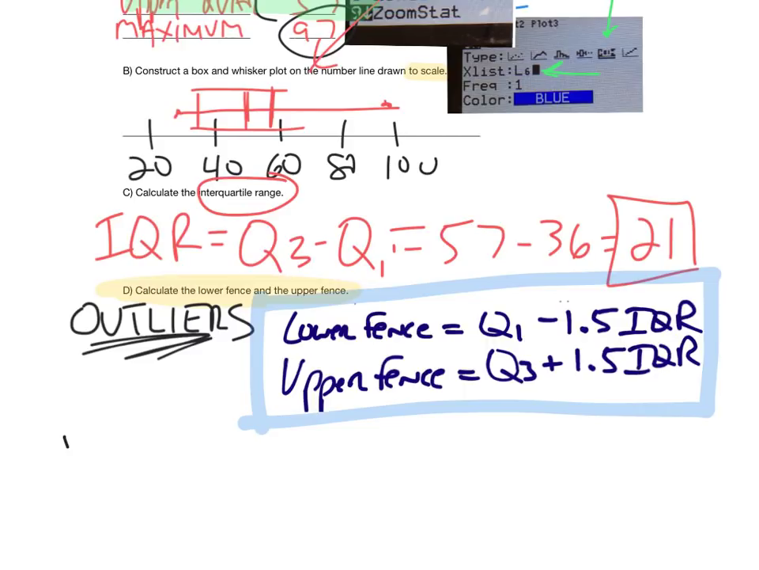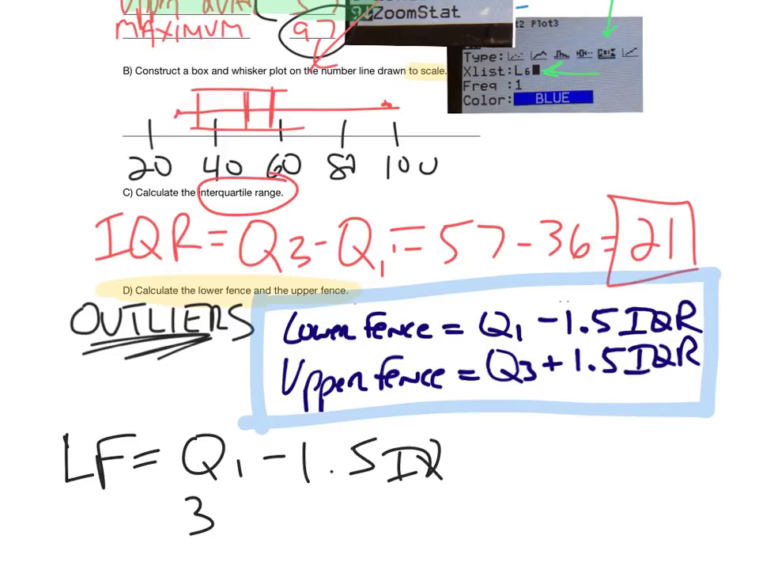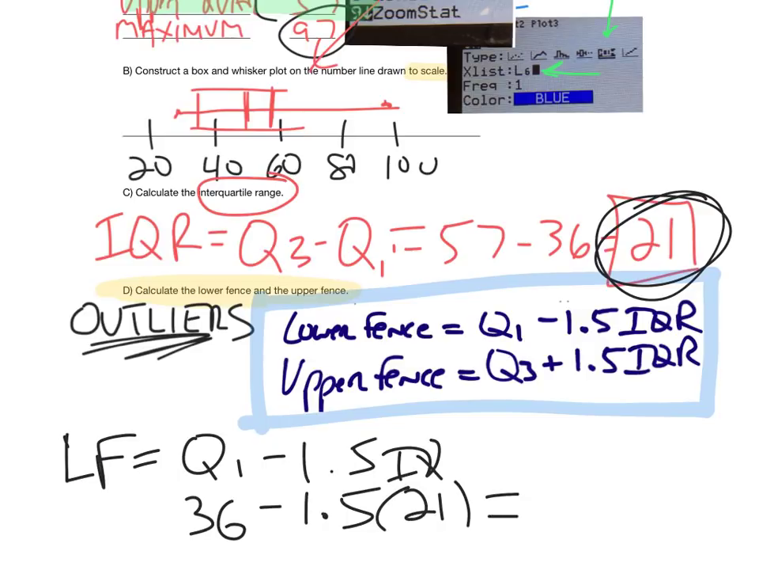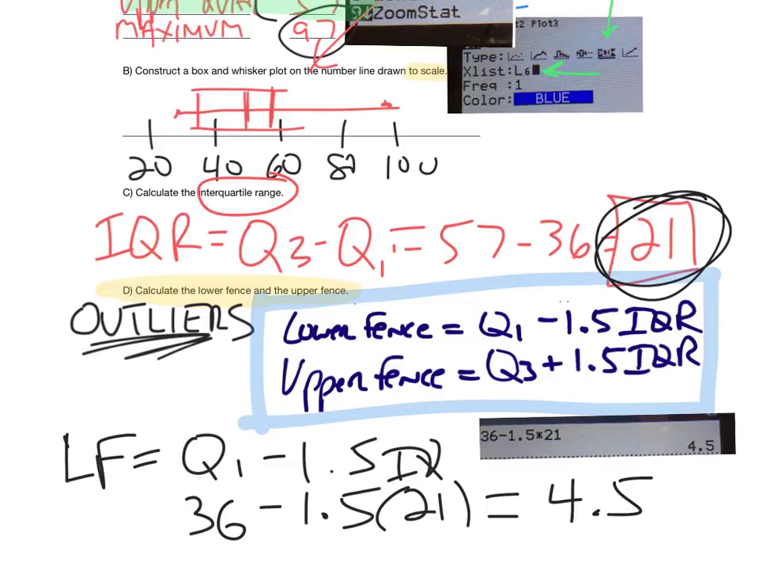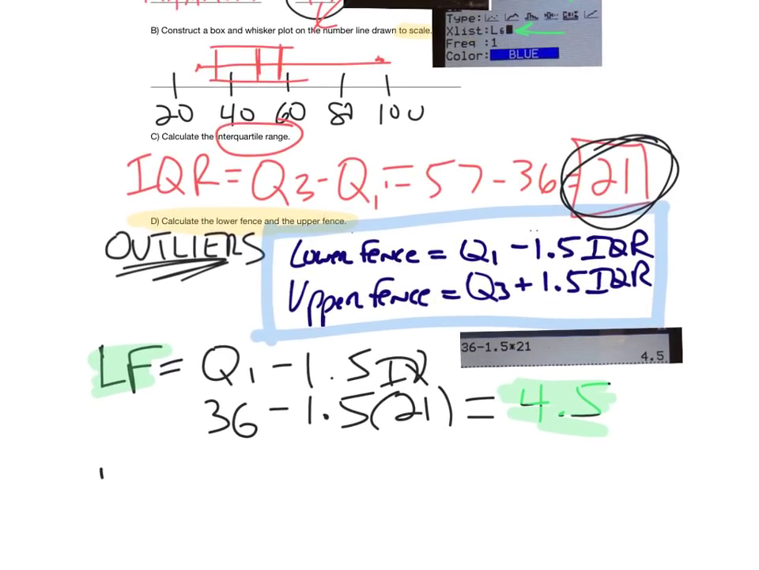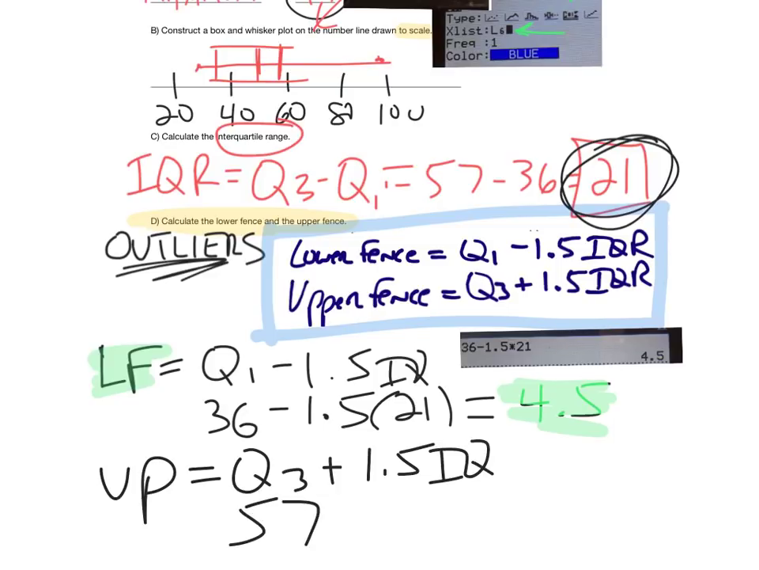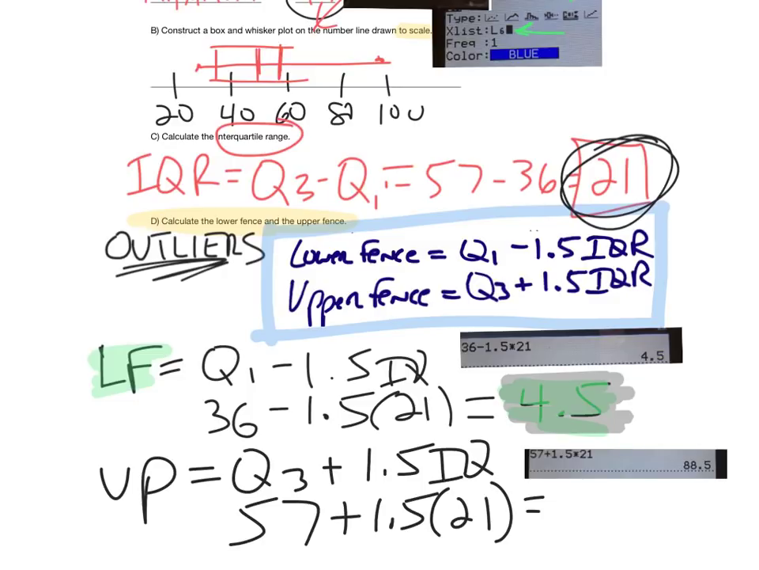So here our lower fence is equal to Q1, which in this case was 36, minus 1.5 times the interquartile range, so minus 1.5 times 21. So here our lower fence turns out to be 4.5. So that's our lower fence value. The upper fence, that's equal to the upper quartile Q3 plus 1.5 times the IQ, or the interquartile range. So here our upper quartile was 57, plus 1.5 times the interquartile range, so plus 1.5 times 21. So here the upper fence turns out to be 88.5.